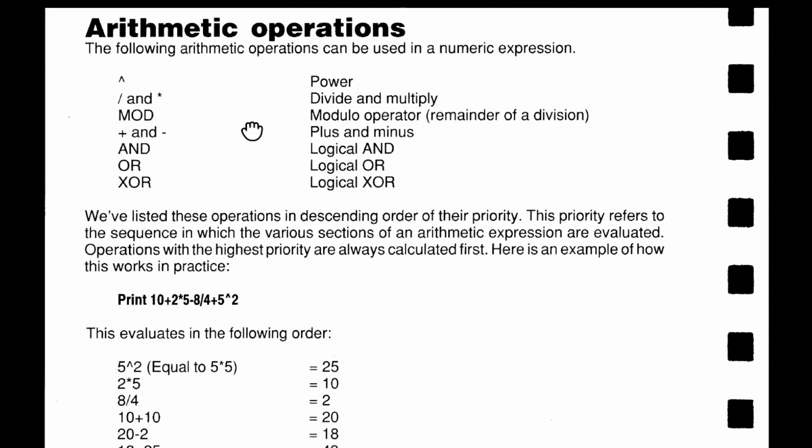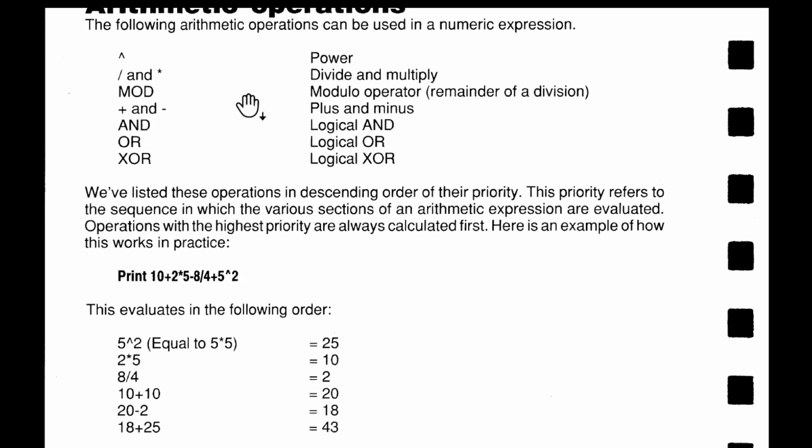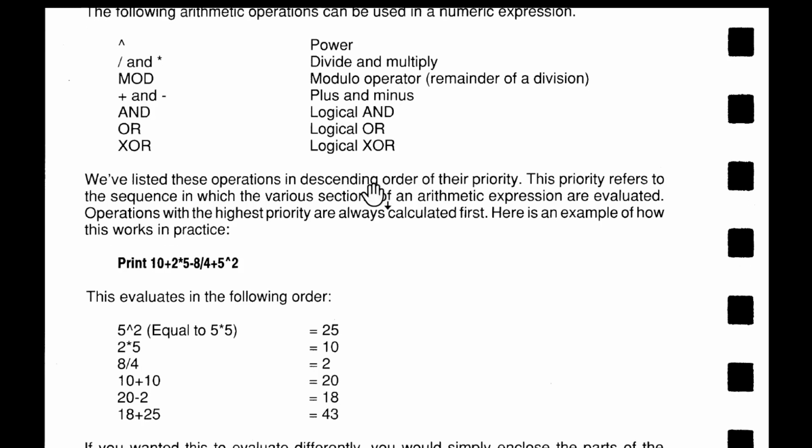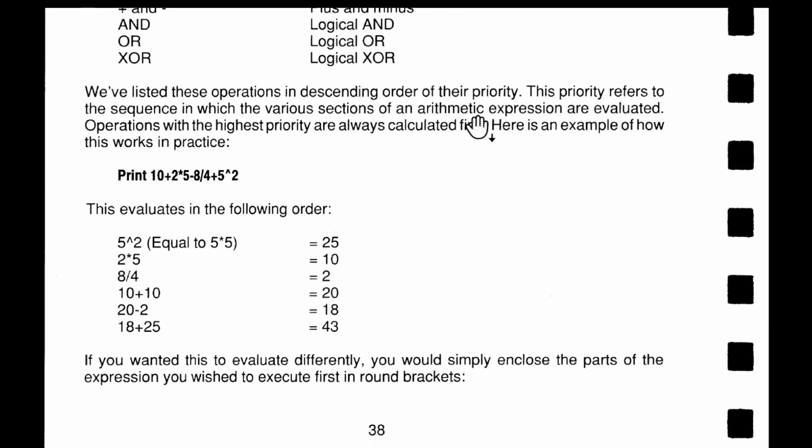Arithmetic operations. The following arithmetic operations can be used in a numeric expression: power, multiply and divide, Mod (the modulo operator, the remainder of a division), plus and minus, logical AND, logical OR, logical XOR. We've listed these operations in descending order of their priority. This priority refers to the sequence in which the various sections of an arithmetic expression are evaluated. Operations with the highest priority are always calculated first.